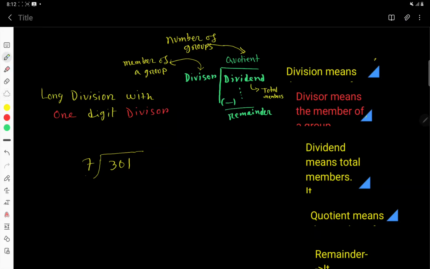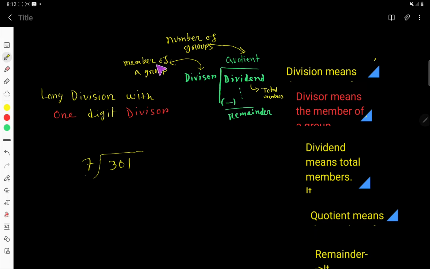In this video, you will learn how to do long division with a one digit divisor. So here we'll divide 301 by 7. This 7 is a divisor. This is a one digit divisor. And we are going to divide this 301. This is a 3-digit dividend. So look at this picture.